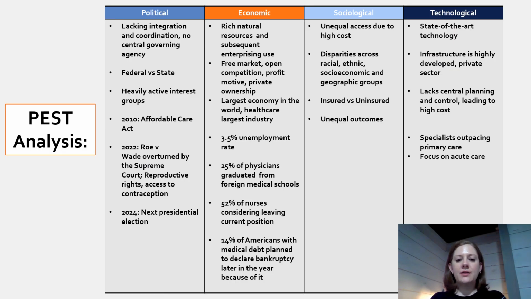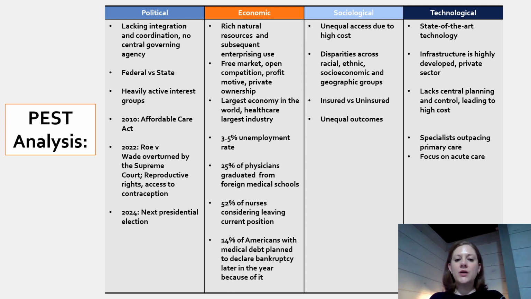Moving on to our PEST analysis, politically, our system lacks integration and coordination without a central governing agency. We see differences at the federal and state levels, for example, Medicaid. Heavily active interest groups quickly change priorities. In 2010, we saw the Affordable Care Act bring expanded insurance coverage and access.